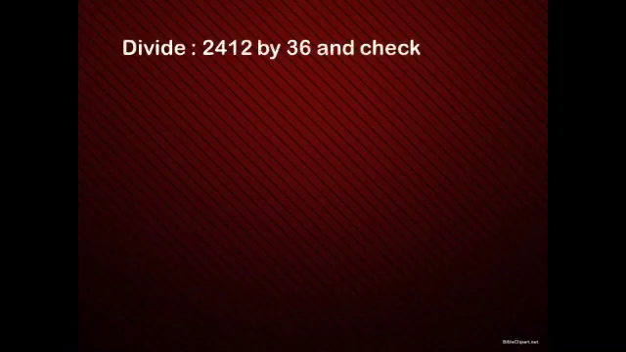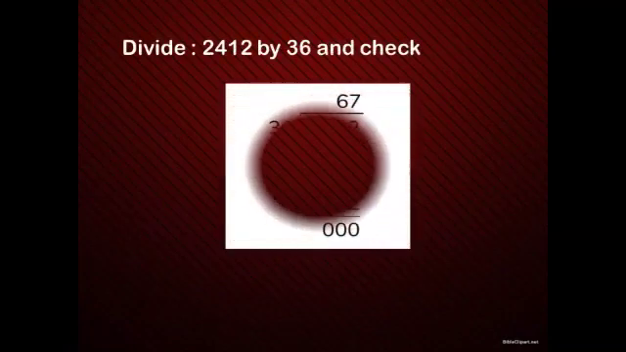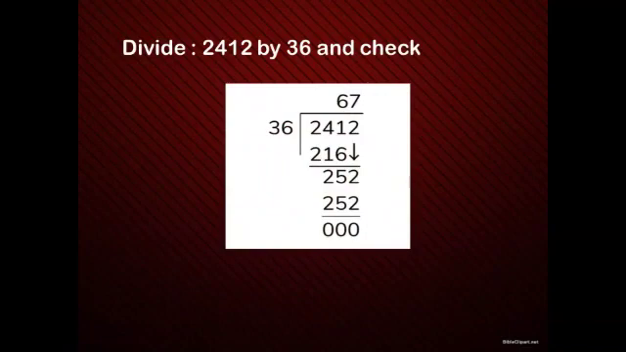Divide 2412 by 36 and check the answer. As 36 is a 2-digit number, we will take the first 2 digits in the dividend. But 36 is greater than the first 2 digits, so we will take 3 digits from the dividend. So it is 241. We should see how many times 36 goes in 241. So 36 goes 6 times. So the answer is 216.